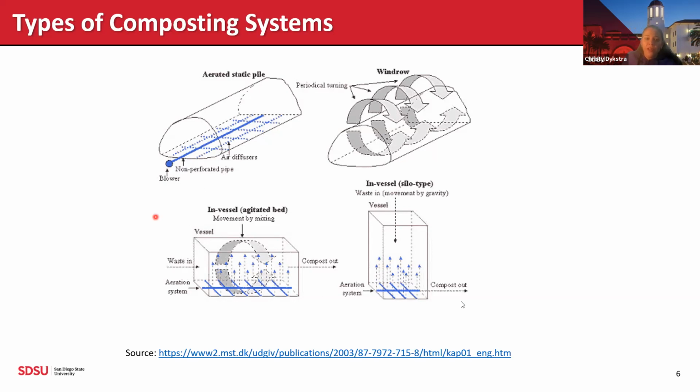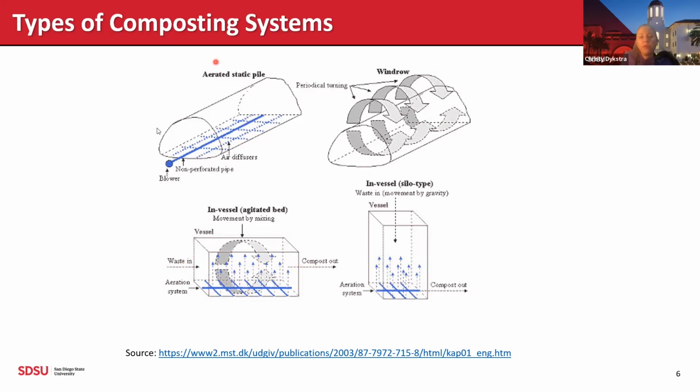We also have some in-vessel types. This in-vessel type right here is movement by mixing, meaning that we have waste coming in, some sort of mixing in the vessel, and an aeration system at the bottom, and then the compost comes out the side. Both of these in-vessel systems are good because they are considered continuous flow systems. There's always stuff going through it.